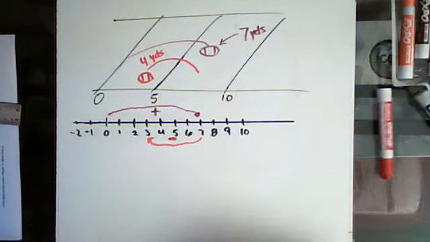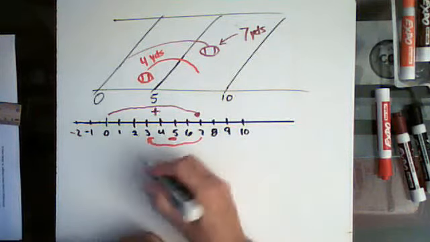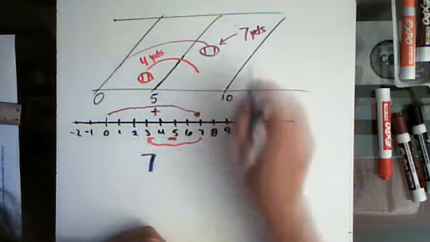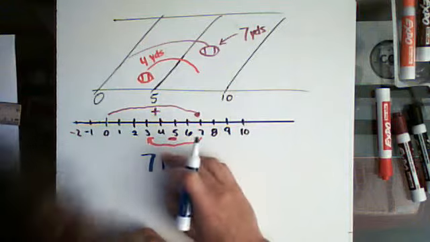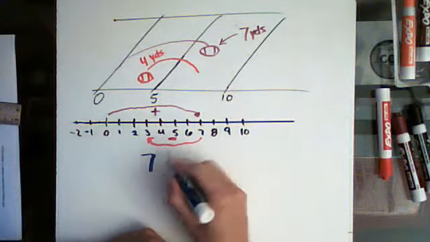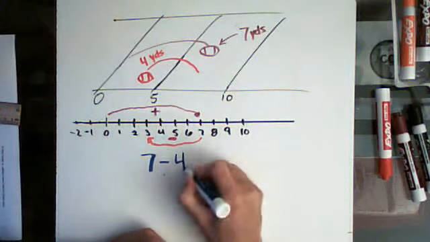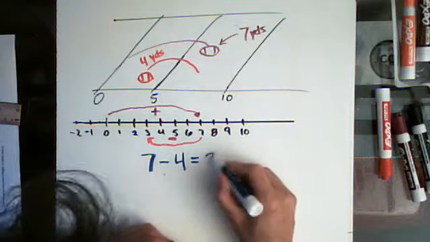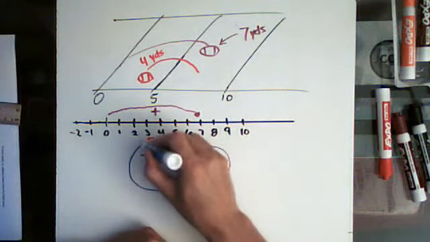And that subtracts 4 yards. A number sentence to go along with this, to describe the movement of the ball, would be 7 for the 7 yards they gain, minus the 4 yards they lose. And what's 7 minus 4? It's of course 3. And that shows up right there on the number line.